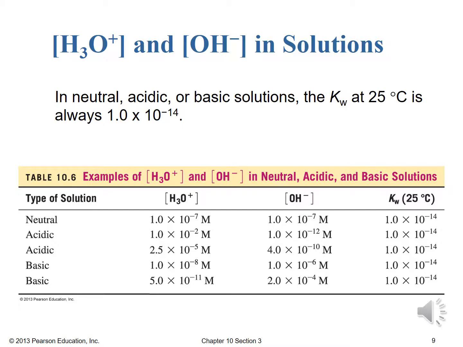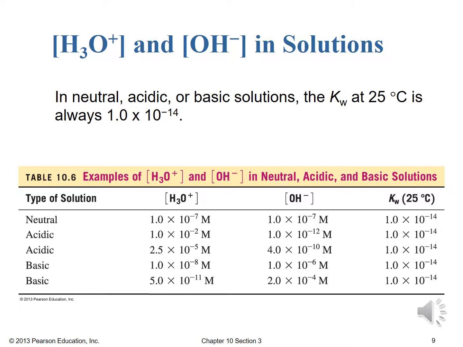So we see neutral, we've already talked about that and it's easy to see. For acidic solutions, if we have a relatively high concentration of acid, something like 1.0 times 10 to the minus 2 molar, that's 5 orders of magnitude more concentrated than pure water. But look at the base. The base is 5 orders of magnitude less concentrated than pure water. And when we multiply those two together, we still get the Kw of 1.0 times 10 to the minus 14.